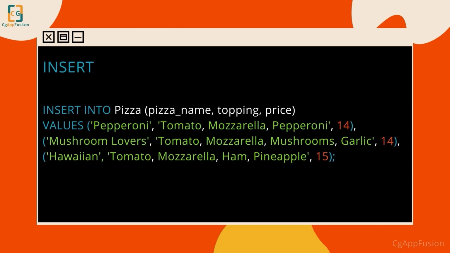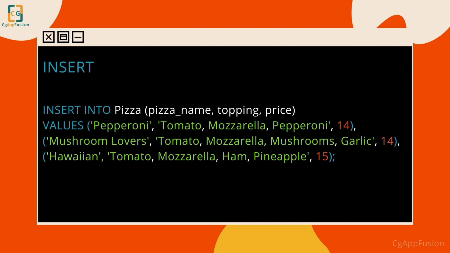So this statement starts the same way. We have insert into pizza, pizza name, topping, price. Then we have values. We have pepperoni, tomato, mozzarella, pepperoni, 14. And at the end, when we close the parenthesis, we put a comma. And after the comma, we open another parenthesis, which means it's a different row.